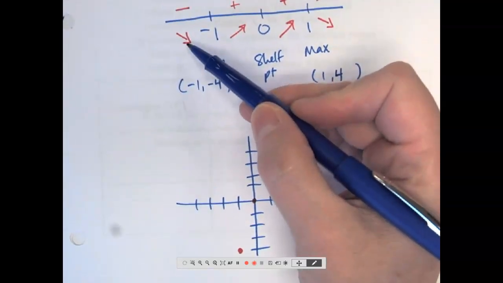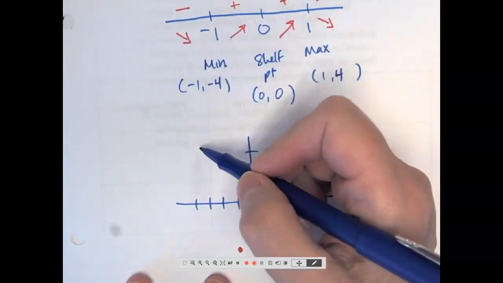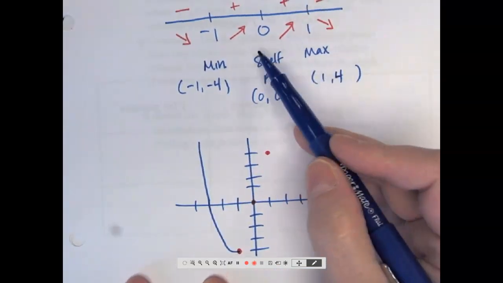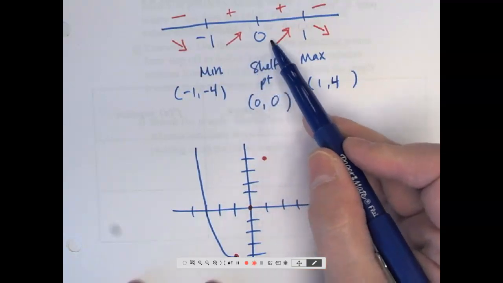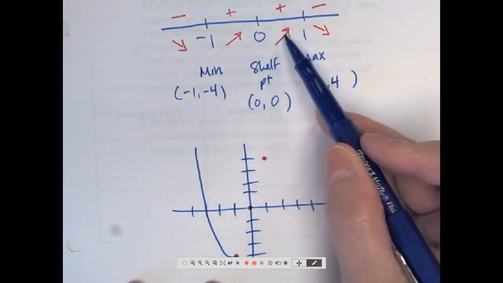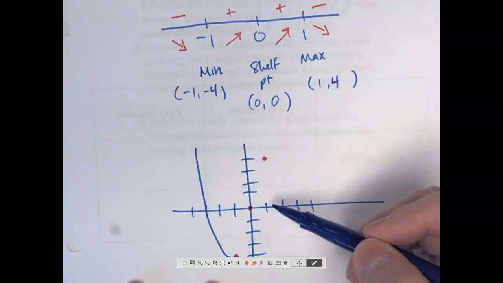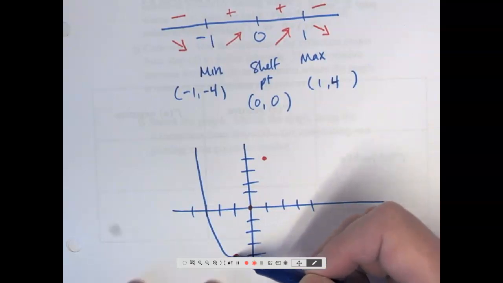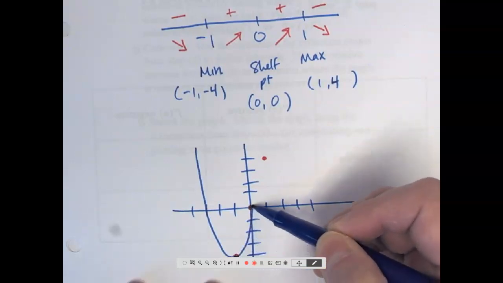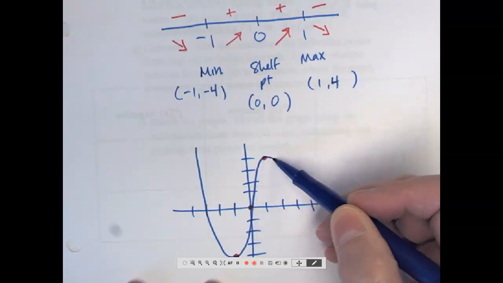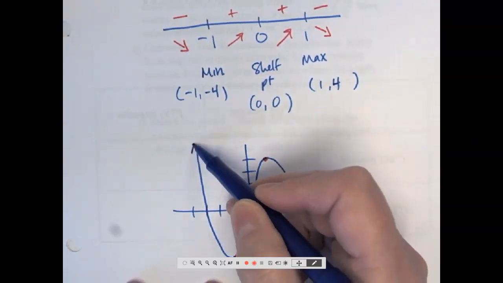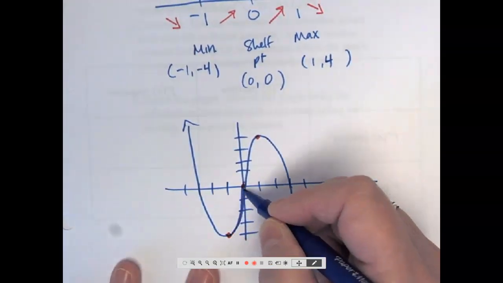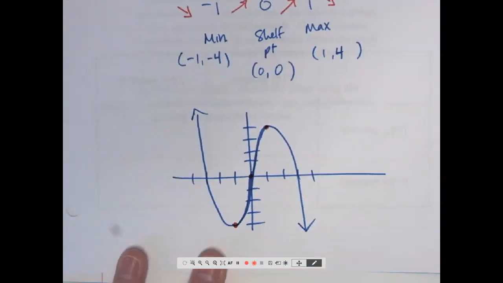I'm decreasing, and I hit this minimum. Then I'm increasing, but still increasing. And then I hit this max. Okay, so how am I going to increase through there, keep increasing? It's going to increase and then flip like that. And it probably should look a little bit more like a shelf point than that does, but there we go.